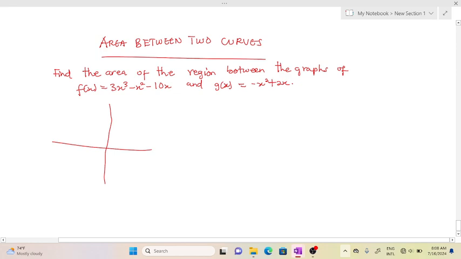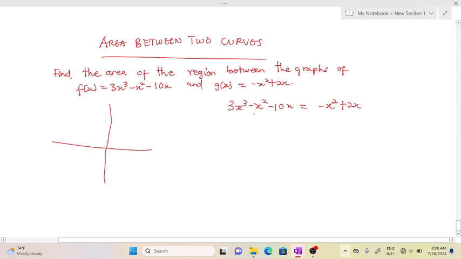Mostly, if you want to find the area between a region, because it's a region, it has boundaries. So boundaries are the values of x which are common to these two curves. That is where they are meeting. So in order to find those boundaries, what do you do? You equate them. So we are looking out for what is common between these two. 3x cubed minus x squared minus 10x should be equal to negative x squared plus 2x.